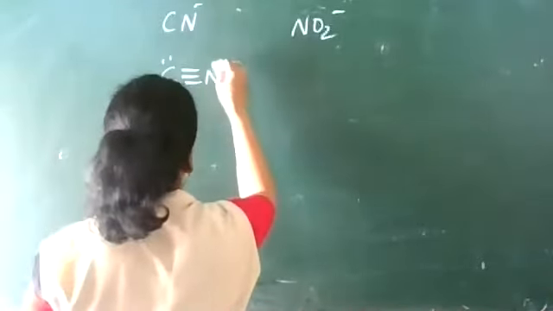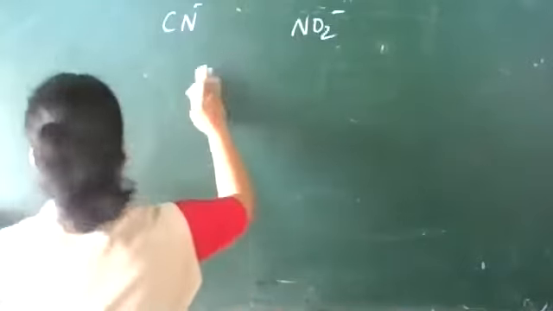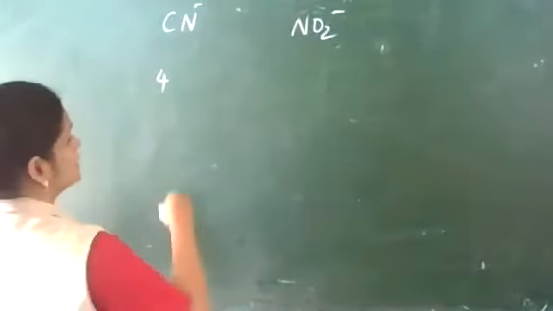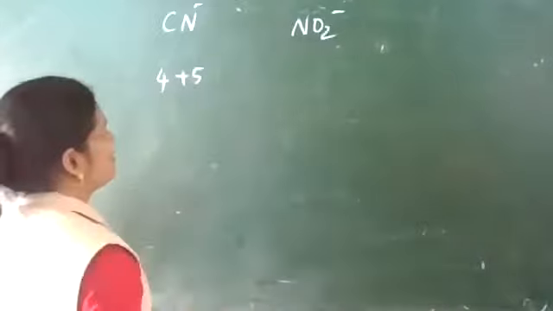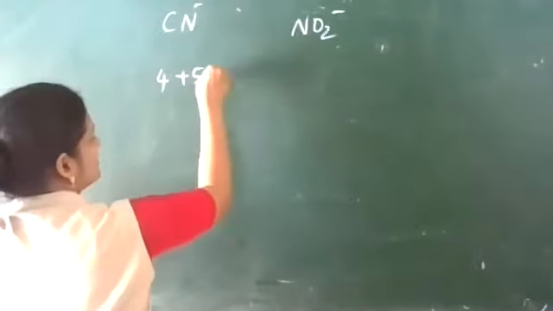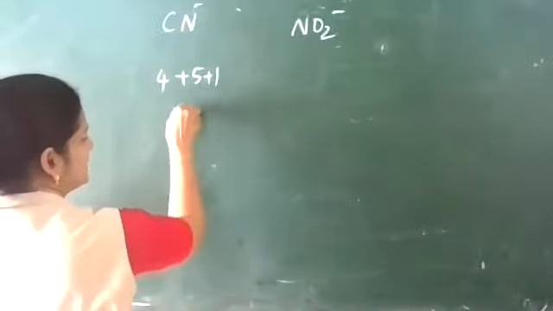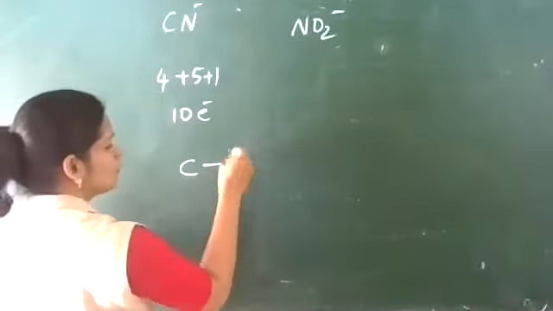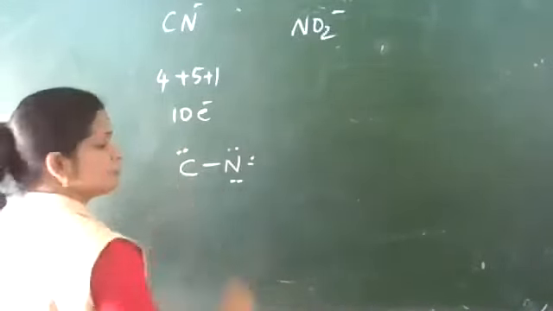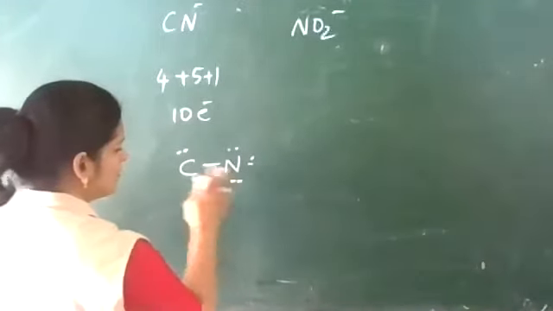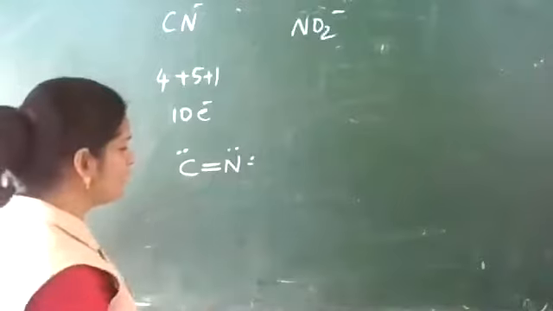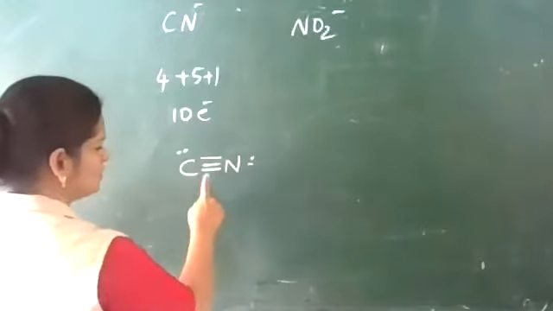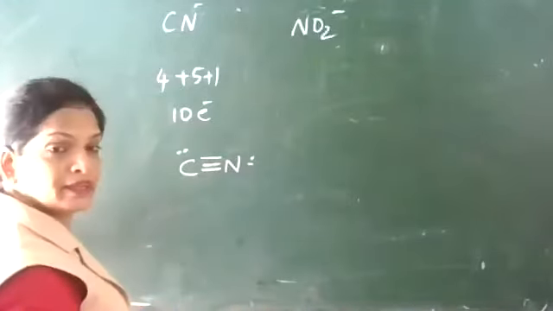How will we write CN minus? We'll write the Lewis dot structure. Carbon has 4 outermost electrons, nitrogen has 5, plus the minus, which means 1 extra electron. That means 10 electrons. Minimum one pair should be there between the two. Carbon is not having 8 electrons, so we pull another pair, and again, so this is a triple bond. Now all have 8 electrons.